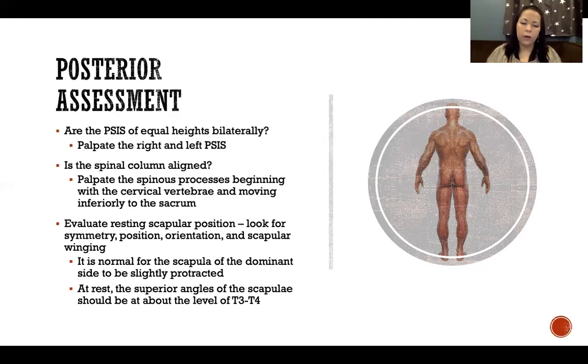At rest, the superior angles of the scapula should be at about the level of T3, T4. So when you're assessing, it might look like everything's fine. The first time you do this especially, you look at the scapulas and say, well, they look okay to me, because maybe they're symmetrical and in the same orientation. But to know if they're in the right place on the back, try to palpate and find T3, T4. And then the scapulas should be at about that level. If they're much above that or much below that, then we would say that the scapulas are elevated or depressed bilaterally. So that would be on both sides.